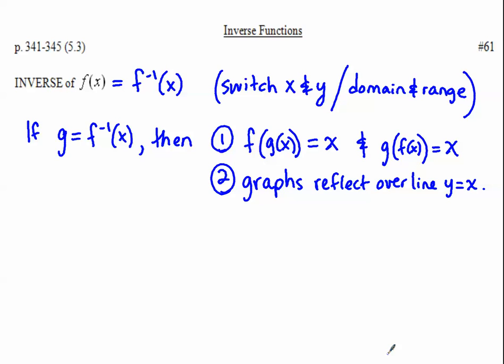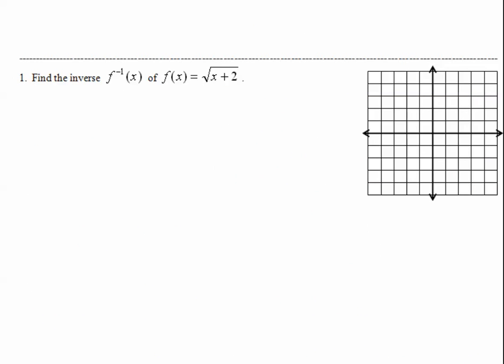Let's take a look at the first example where we are finding the inverse and graphing it, and then we'll come back and talk about some more important things about inverses of functions. Find the inverse, f to the negative 1 of x, of f of x equals the square root of x plus 2. So we just said that inverse means switch the x and y. Essentially what this says is y equals the square root of x plus 2. f of x is just another way to say y.